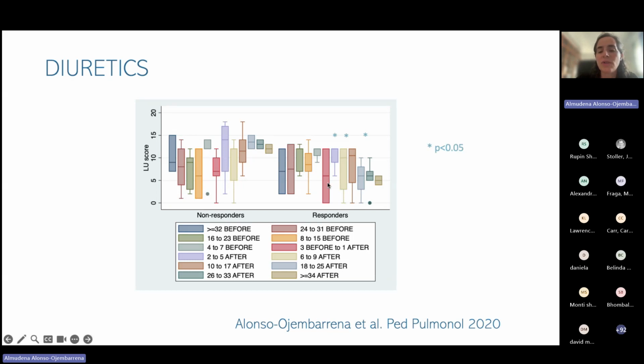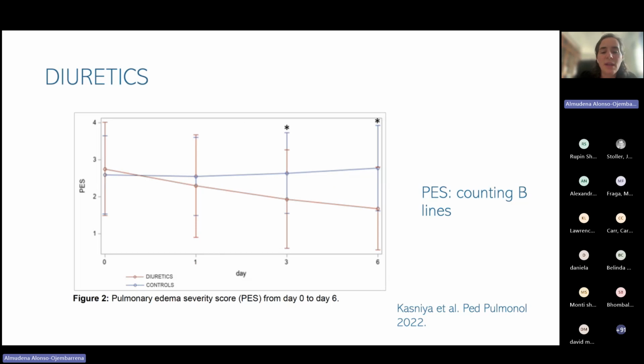The infants that had a clinical response had decreased values of lung ultrasound score from the very first moment. And this other paper from an American group also evaluated VLBW infants that received diuretics, compared to those that didn't, and they showed a decrease in lung ultrasound score since the 3rd day of treatment, also at the 6th day. But they didn't use the classical lung ultrasound score that we were talking about since the beginning of the lecture. They just counted the number of B lines as a difference.